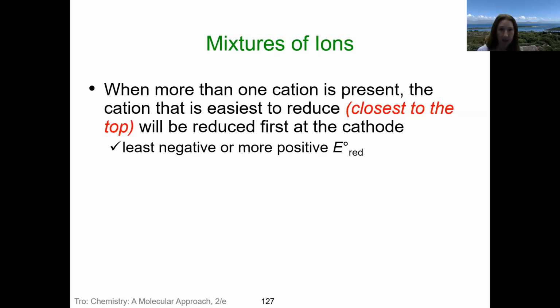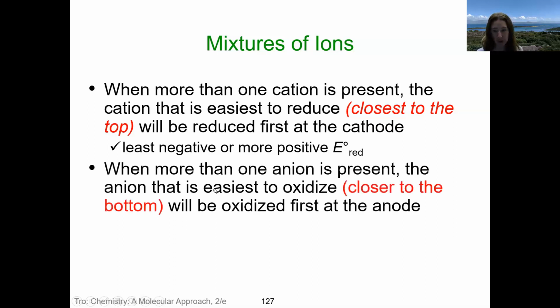How do we do that? We add energy. So what about if we have more than one ion? How do we know which one will or won't happen? So it's kind of the same rules we had before. You need to look at the reduction potentials that were given to you. So if you have more than one cation that's present, the one that is easiest to reduce, closest to the top, will be the first one reduced in the cathode, or most positive.